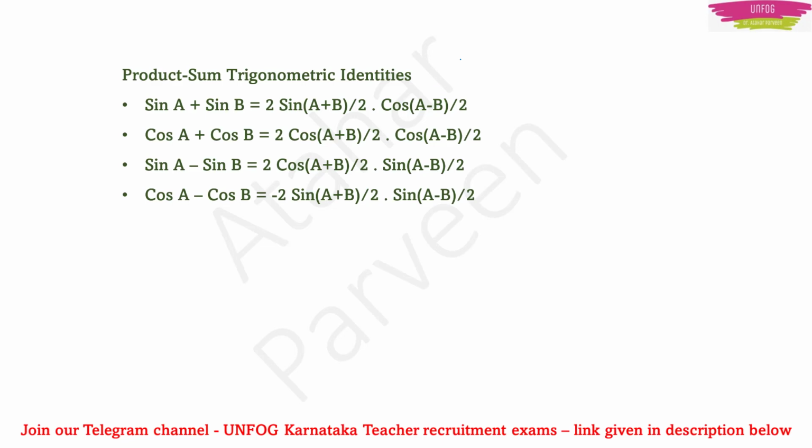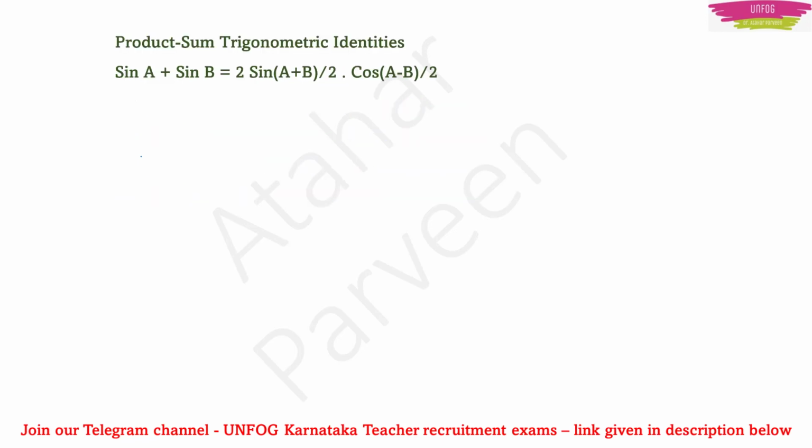Let's start the class with the product sum trigonometric identities. Sin A plus sin B is equal to 2 sin (A plus B) by 2 into cos (A minus B) by 2. Here addition is there in the question, and you will have multiplication in the answer. Like that only you have this formula and the others also. And you can also derive them.